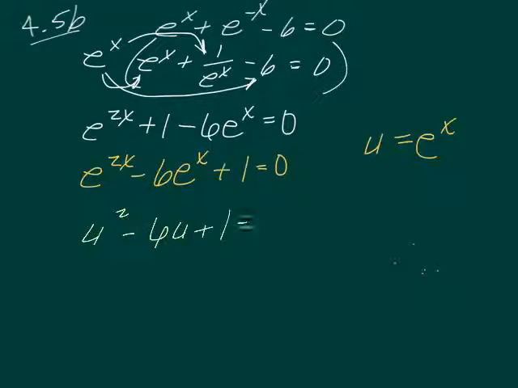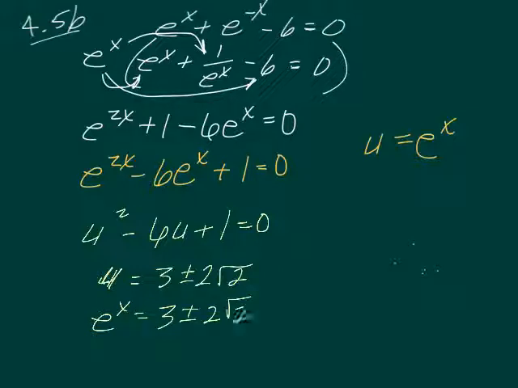plus 1 equals 0. And I have to use quadratic, it won't factor, and when you do all the quadratic stuff, you will find out, and I'll leave that up to you since that's old stuff, u equals 3 plus or minus 2 times the square root of 2. That's what u equals. So that means that e to the x equals 3 plus or minus 2 square root of 2, right? Because they're equal to each other.